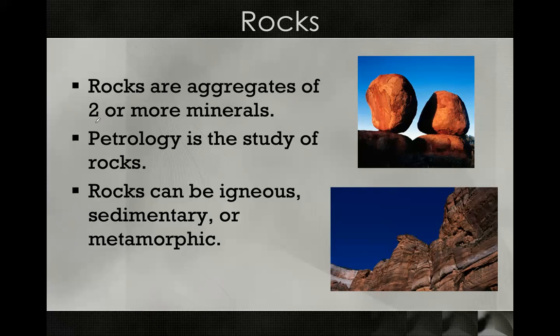So some rocks may be having only one mineral. Some rocks have more than two minerals, right? So if something is made up of one mineral, we call it monomineralic rock, okay? If it is made of one mineral. If it is made of more than one mineral or at least two minerals, we call it polymineralic rock. So can anybody tell me one monomineralic rock?